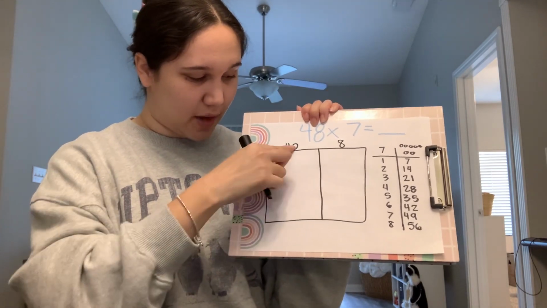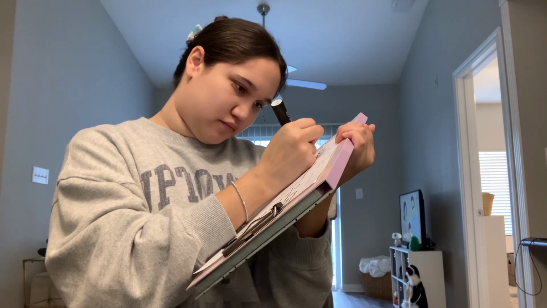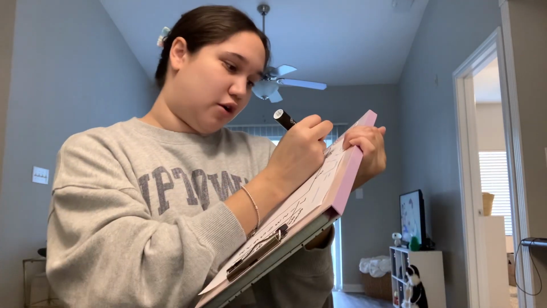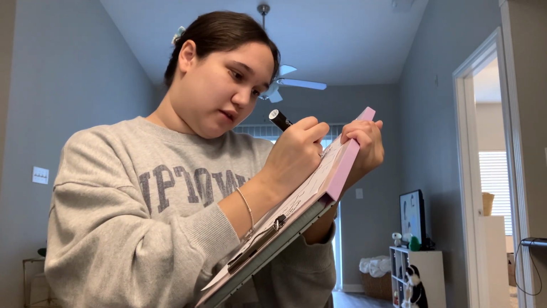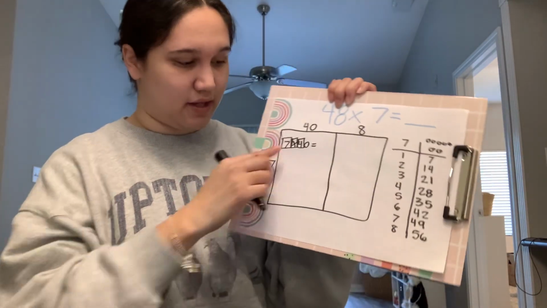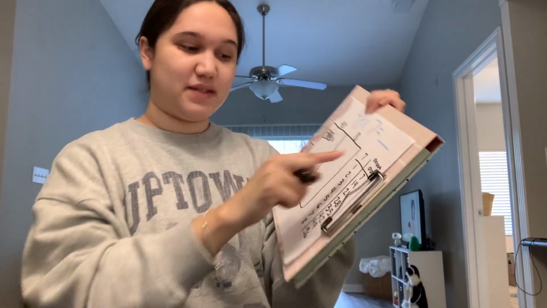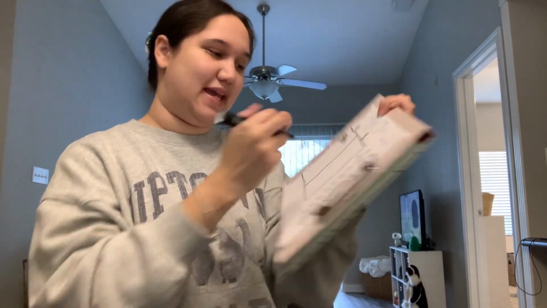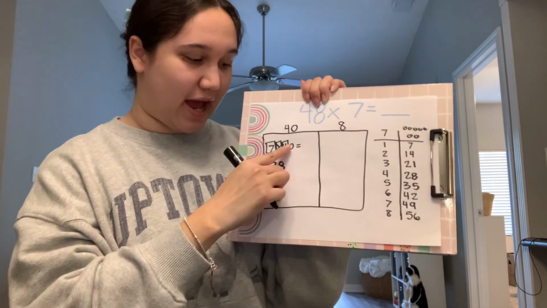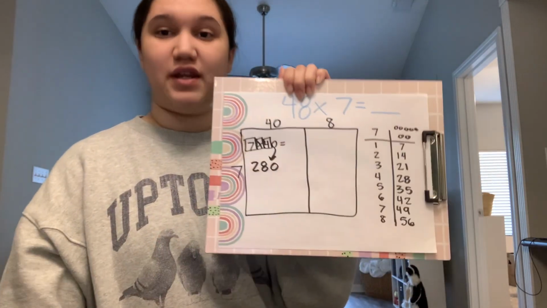7 times 40. Again, we're doing a trailing 0. So we're going to box in the numbers that are not 0. So that is 4 times 7, 7 times 4. 7 times 4 is 28. But it's not just 28, because we have to add our trailing 0. 280.